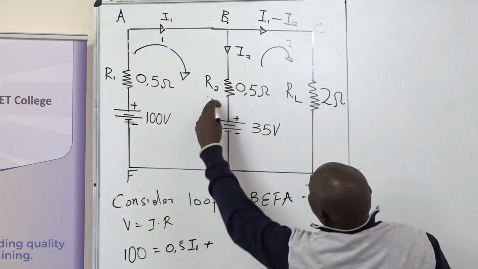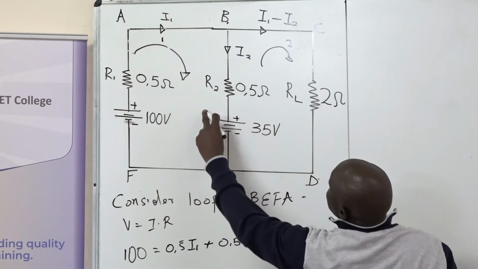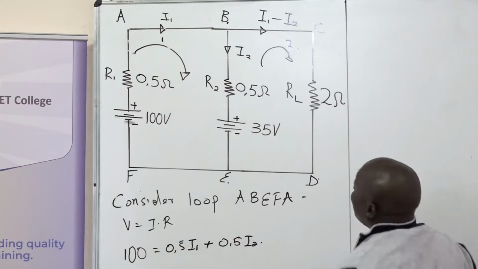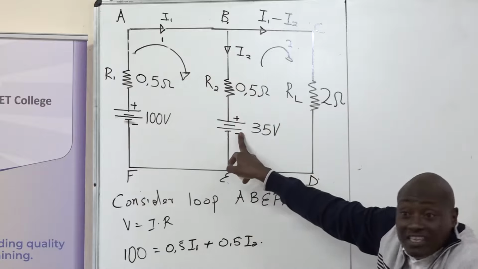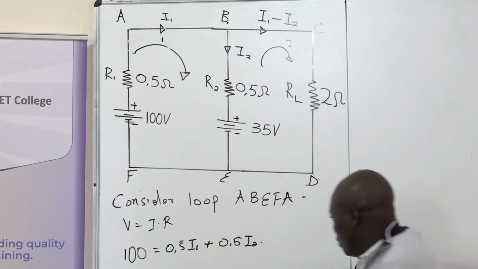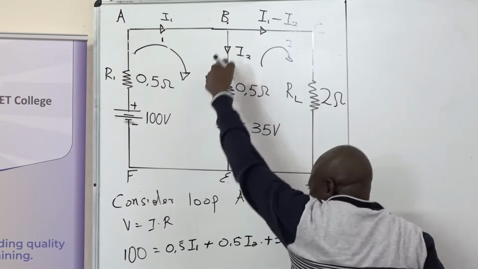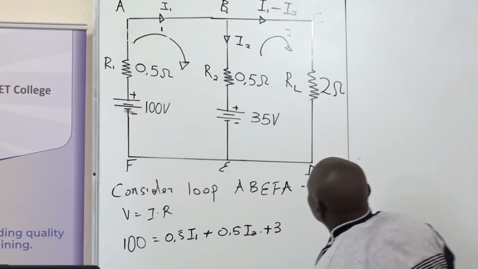R2 is having what? It's having a 0.5 again. And the current of that is what? Is the I2. But still again in B and E, I'm still having the voltage there. So I'm still going to include that voltage, because that voltage is still on the same line with my voltage drop.